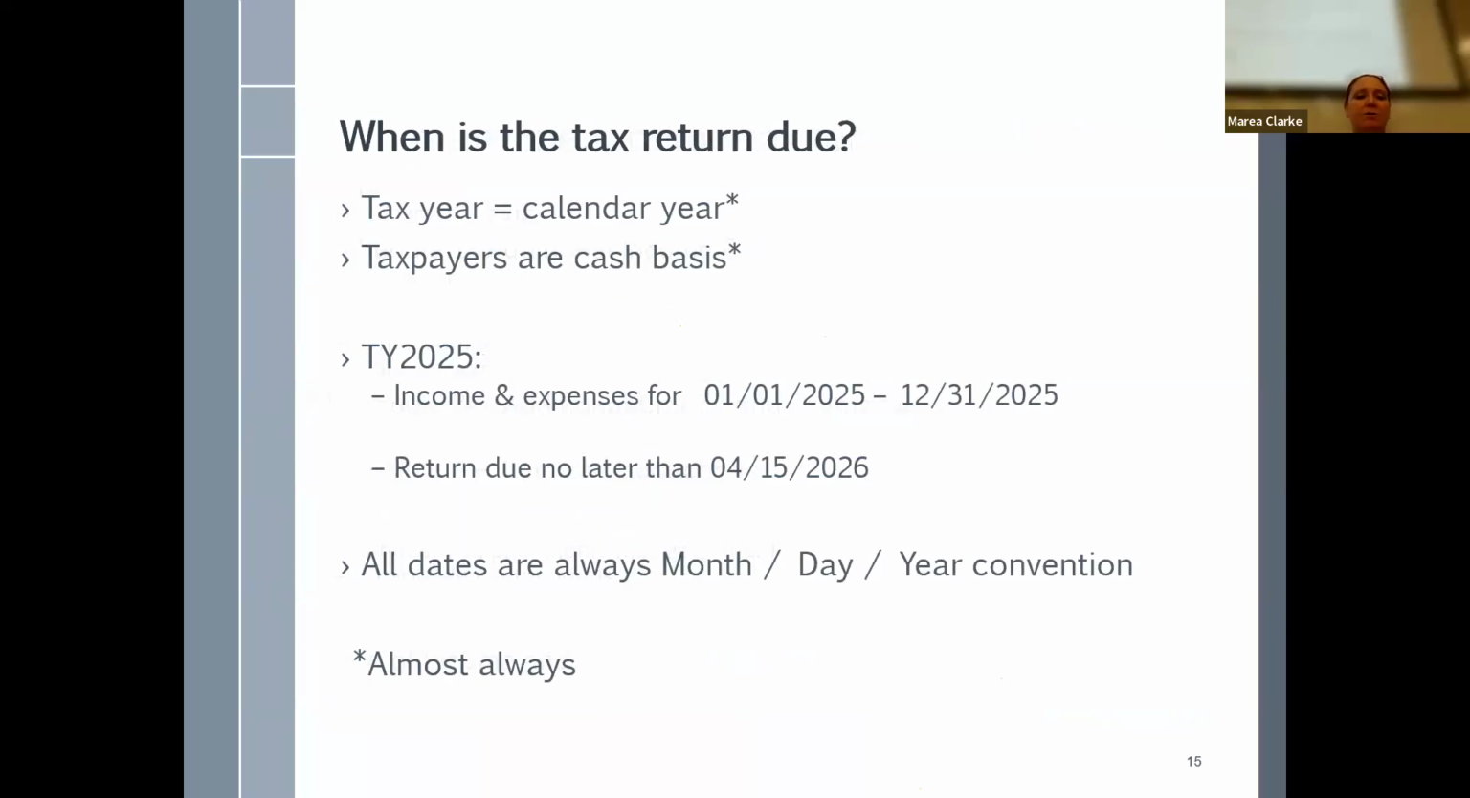I talked about this a little bit already, right? Taxpayers are calendar year filers. They're cash basis, if you are an accounting or finance person. So it's all about when did you actually get the money. It's not about when I promised to pay you, because that is not the same thing as actually getting the money. January 1st through December 31st. And then the returns are going to be due on April 15th. Dates are always going to be a month, day, year convention.